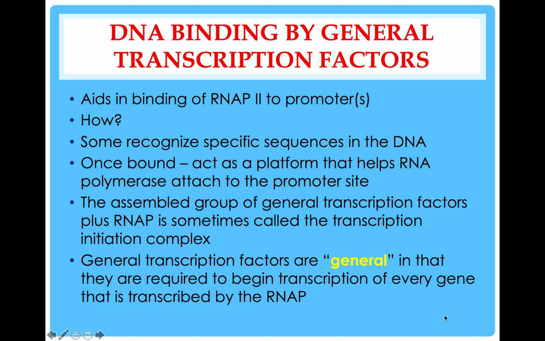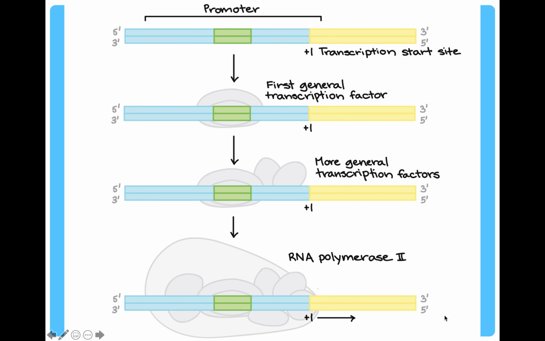The assembled group of the general transcription factors plus the RNA polymerase is sometimes called the transcription initiation complex, and usually they are referred to as such. General transcription factors are general in that they are required to begin transcription of every gene that is transcribed by the RNA polymerase, because without them RNA polymerase couldn't attach and you couldn't have initiation of transcription.